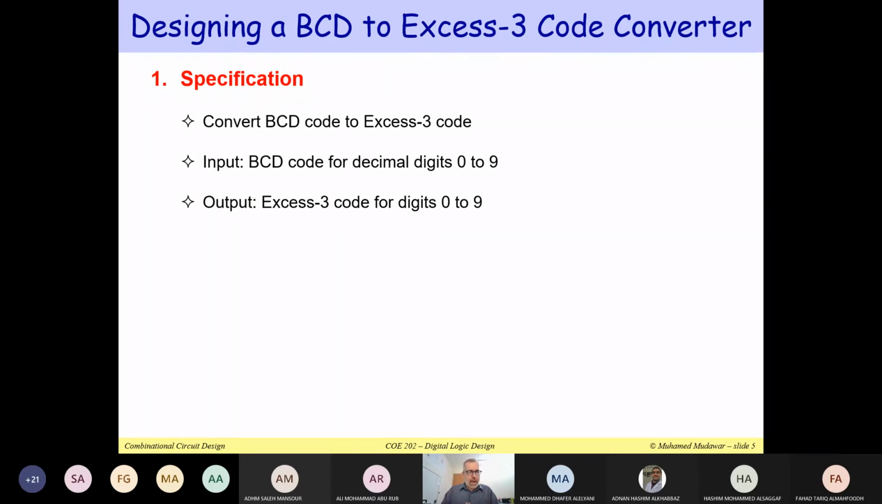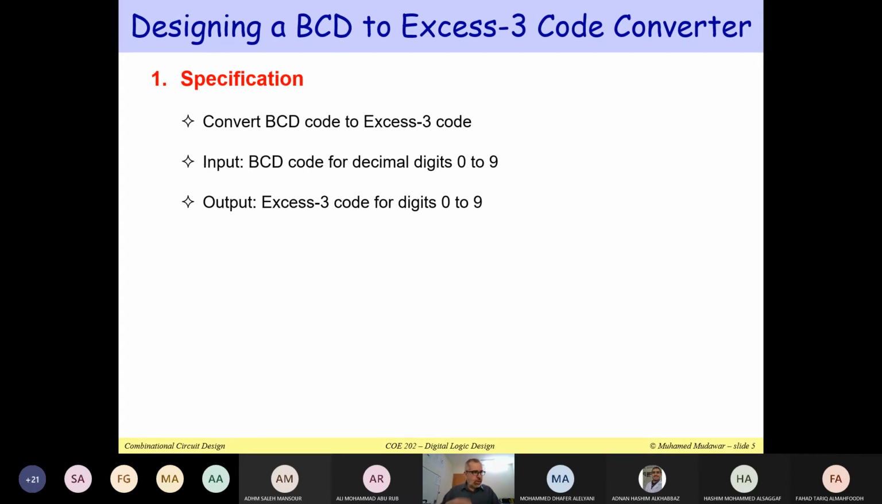My first example will be about designing a BCD to XS3 code converter. So first we have to start with the specifications. So what do I mean here by BCD to XS3? Well, the specifications are like this. You would like to convert BCD code. Now we know what is BCD. BCD here is using 4 bits to represent 10 decimal digits from 0 to 9.